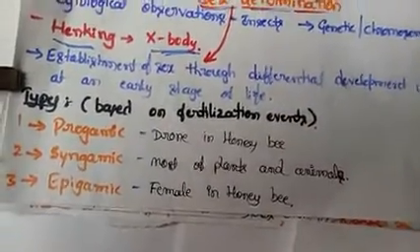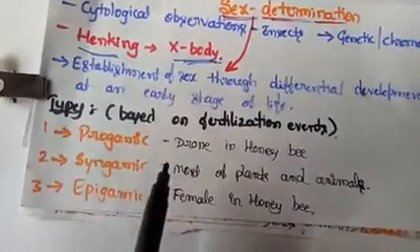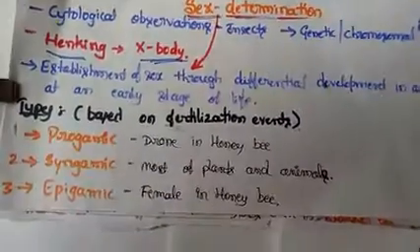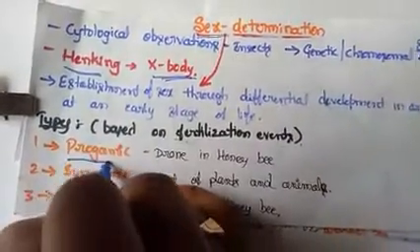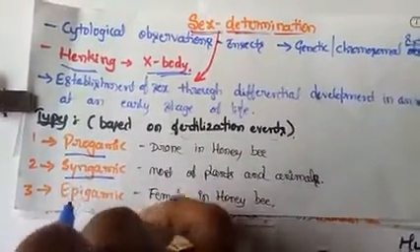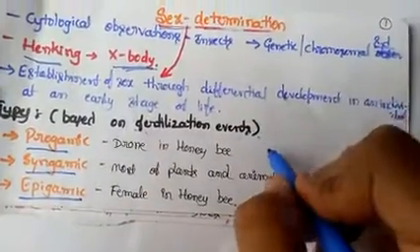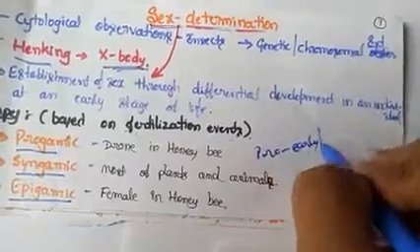In sex determination, we have 3 different types based on the fertilization events that take place in an organism. See, Progamic, Syngamic, Epigamic. The name itself says that pro refers to early or before.